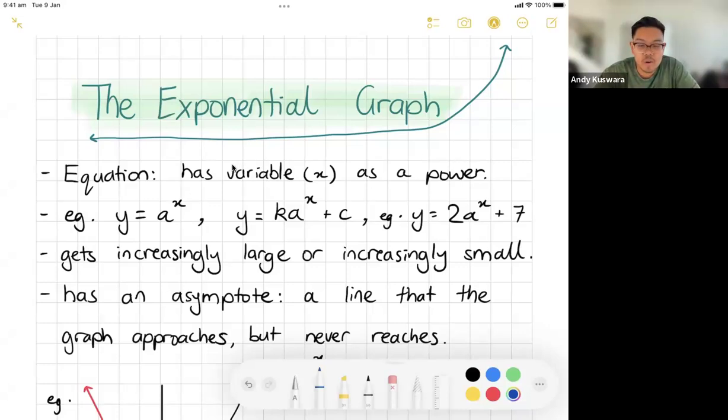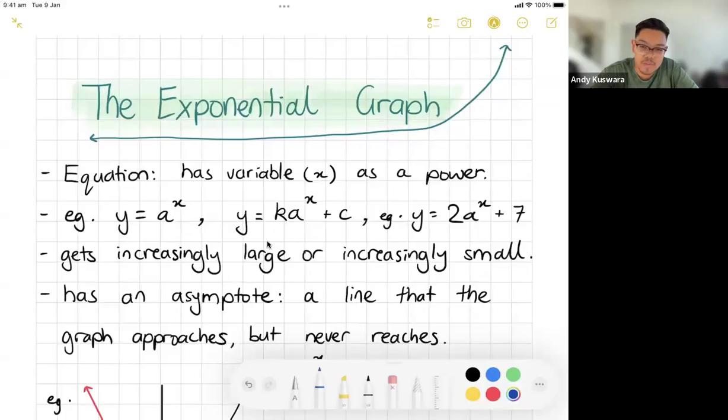So essentially, what gives a graph an exponential shape? What equation gives an exponential shape? Whenever you have your variable as a power, and normally it's x, sometimes it's t, that's when you get this exponential graph. So for example, your most basic one will be y equals some sort of base to a power x. That would be an exponential.